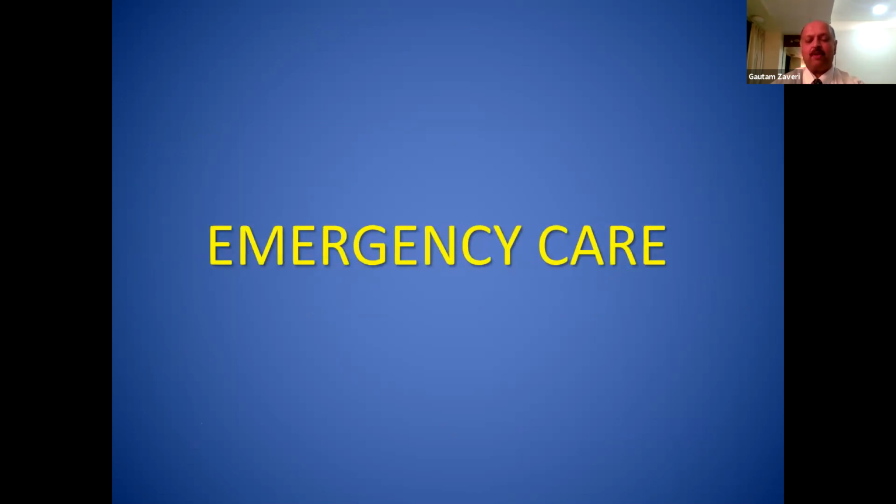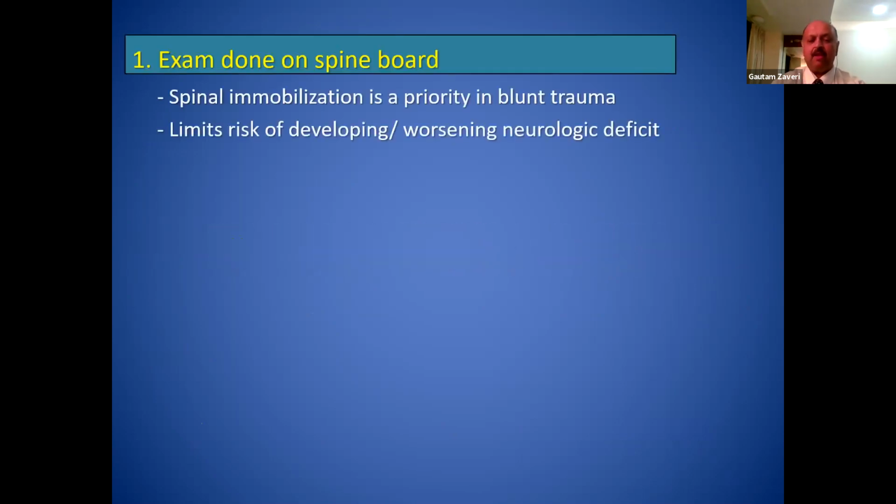Here we start with the emergency care. The patient has come to the hospital, brought into the EMS. The first thing that all residents must know is that examination must be done on a spine board, where the patient is strapped down to the board. Because in an emergency, immobilization of the spine is a much bigger priority than trying to clear the spine of any injury. Every time the patient moves, there is a risk of developing or worsening neurologic deficit. And therefore, immobilization of a spine is extremely important.